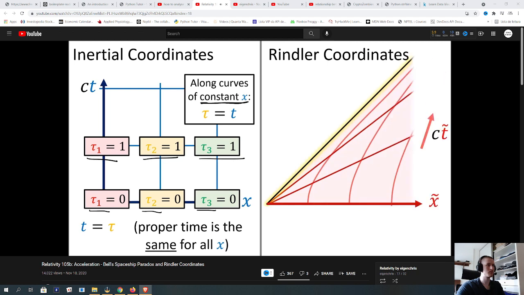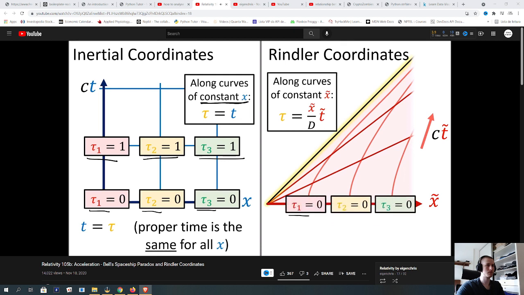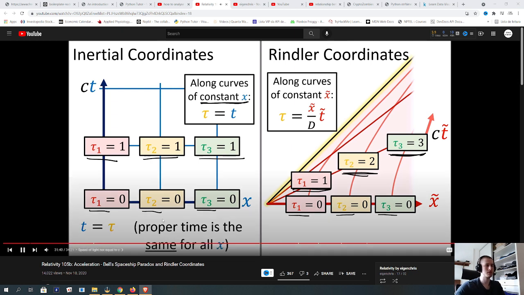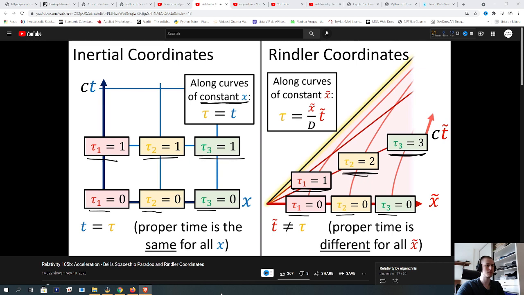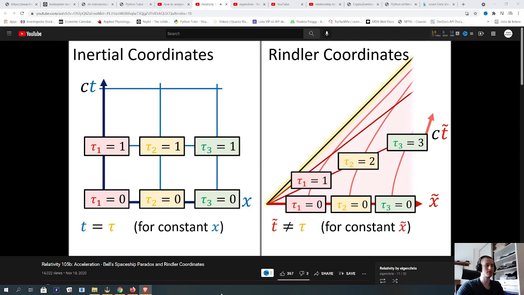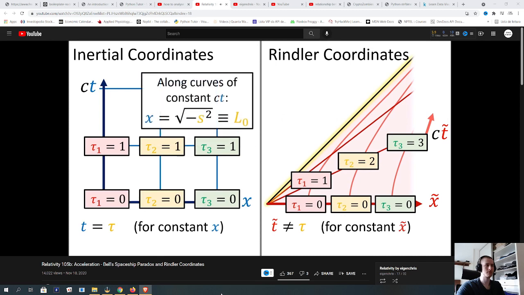However, in Rindler coordinates, we know that along curves of constant x tilde, the proper time along each curve depends on the position x tilde. So if we start clocks tau 1, tau 2, and tau 3 at 0 at various positions, then at this next line of simultaneity, they will all read different times, because more proper time passes at larger x tilde positions. Clocks in Rindler coordinates will tick at different rates depending on their position, and so the coordinate time t tilde is not always equal to the proper time tau for a given location. It's also worth mentioning that in global inertial frames, the position coordinate is equal to the proper length along lines of constant time.